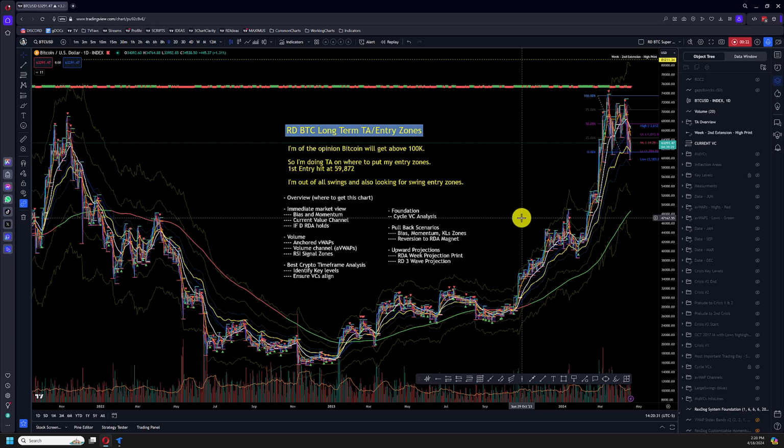So I'm doing TA on where to put my entry zones. My first entry did hit, I think, yesterday at 59,872. We'll go through that here in a second. And I'm all out of all swings. So I swing trade Bitcoin.